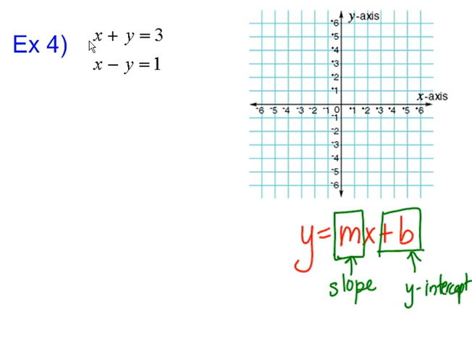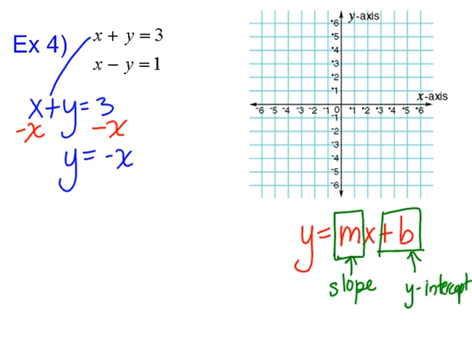So let's take this first equation here, x plus y equals 3, and let's manipulate it so that we are in that slope-intercept format. So in order to do that, we'll subtract an x from both sides. That way we end up with y equals -x plus 3, so that we're in the right format to match this over here. Now, based on that, we can gather some information.